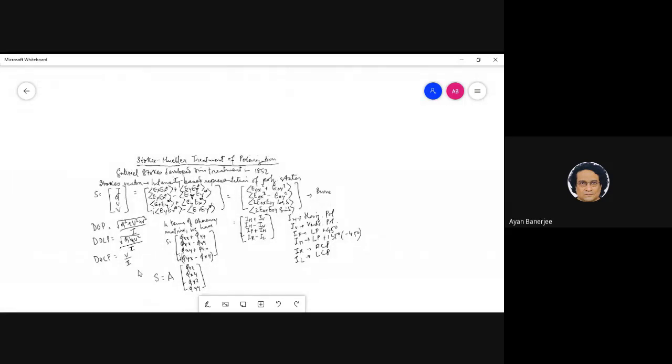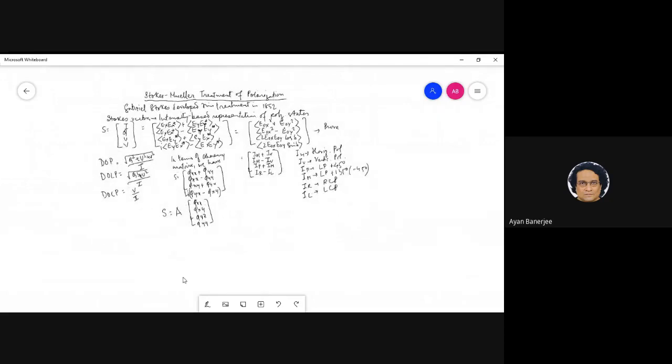So basically, if you just start with Ex of t equals E0x cos of omega t plus delta x, and Ey of t as E0y cos of omega t plus delta y, and then you try to eliminate omega t.